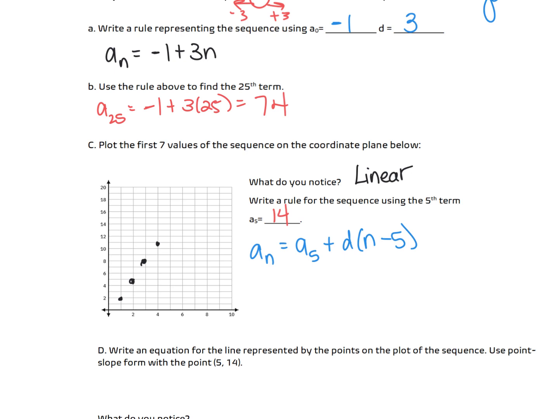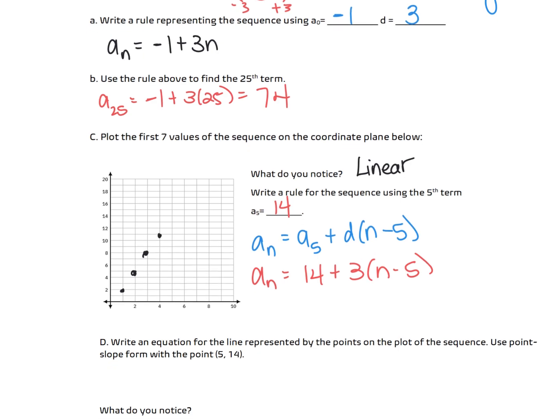Well, let's just plug in the values we know. Okay. A sub 5, we said, was 14. Our common difference was 3. And n minus 5. And that's it. That's the second formula. Okay? You take a point that you know, and you plug it in with that common difference. All right. Does that look similar to anything you've ever seen before? When writing linear equations? Okay, we'll keep looking at it. Maybe we'll see it in a little bit.